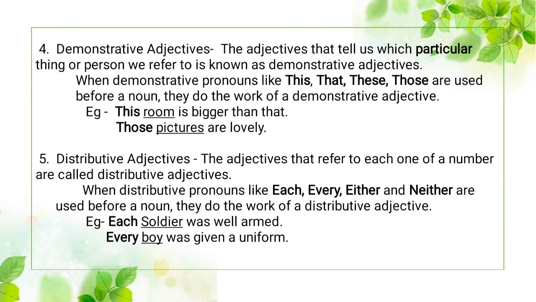Now let's move forward to next type of adjective, that is demonstrative adjectives. The adjectives that tell us which particular thing or person we refer to is known as demonstrative adjectives. It is similar to demonstrative pronouns. So when demonstrative pronouns like this, that, these, those are used before a noun, they do the work of a demonstrative adjective. Example is like, this room is bigger than that. Here we can see that a demonstrative pronoun, that is this, is used before a noun to denote to it.